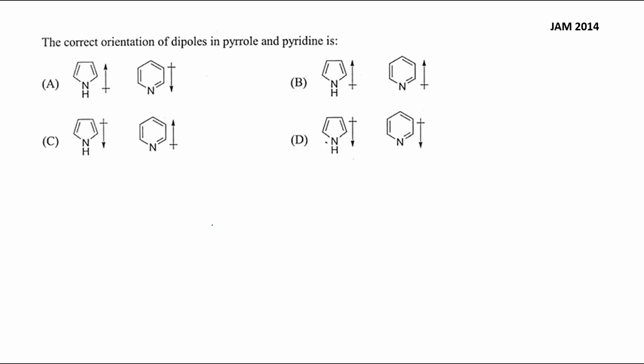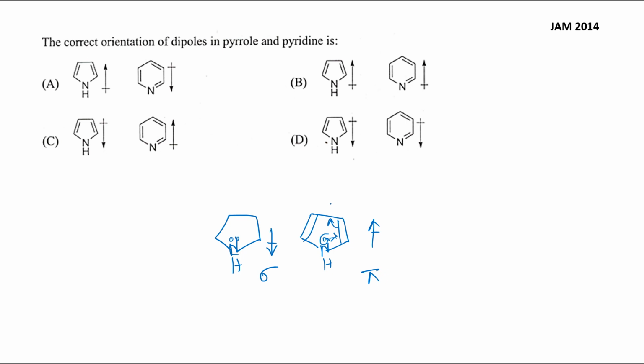Correct orientation of dipoles in pyrrole and pyridine. So for pyrrole, just compare it with its saturated counterpart. So this is unsaturation, this is saturation. When there is only a sigma bond, what happens? Nitrogen is electronegative, so the sigma moment will be towards this side. But when you have a pi bond, this type of resonance is occurring. So the pi moment is basically opposite. So ultimately what happens? The sigma moment and pi moment are reversed to each other, and the pi moment ultimately wins over sigma.